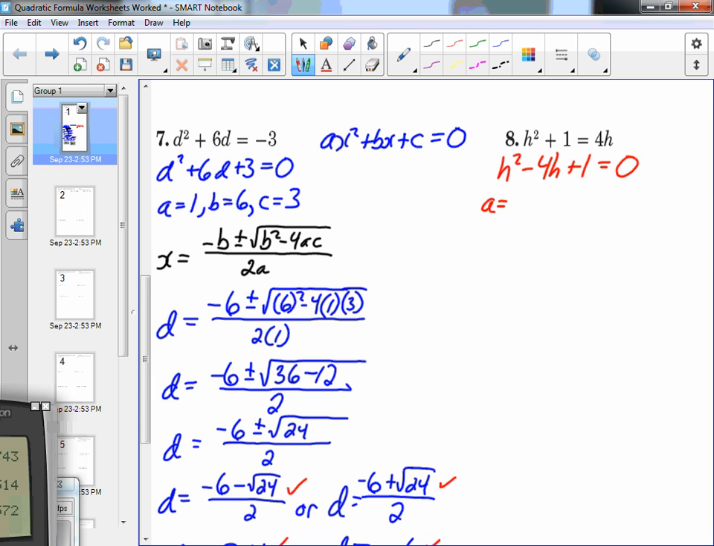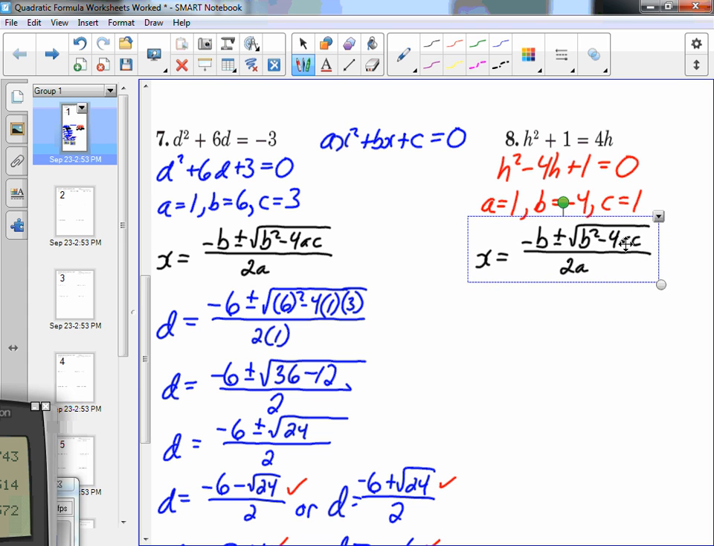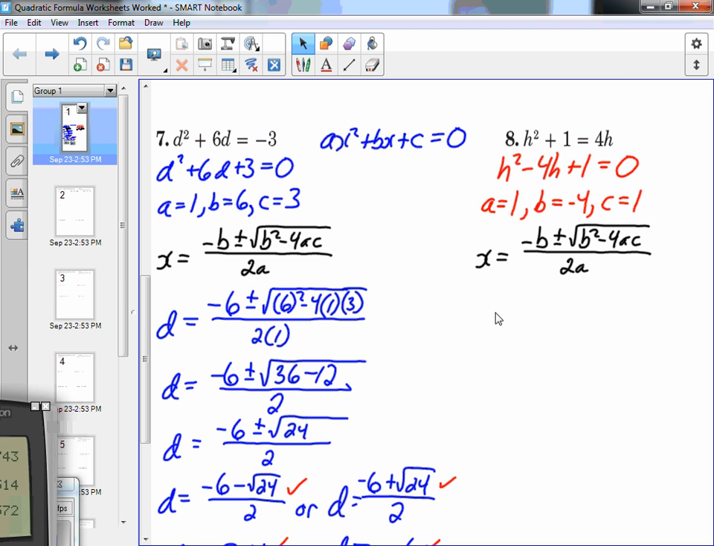What does A equal? 1. What does B equal? -4. And so C equals 1. Now, we know the formula. If you need to write it down because you don't have it memorized yet, then write it down again. If you've got it memorized and you want to write it on your paper once and then keep looking back at it to make sure you're putting things in the correct place, that's okay. Let me warn you, I'm not sure you've got it memorized if you keep looking back at it. So you write it down until you don't need it anymore.